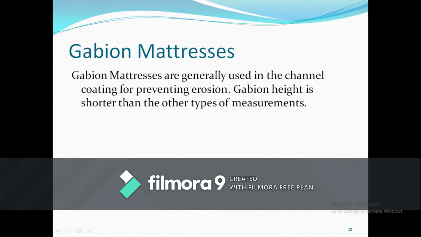The next one we have is gabion mattresses. So the mattress itself, for what purpose? It has got some thickness, some length and breadth. In the same manner, gabion mattresses are generally used in channel coating for preventing erosions. A gabion height is shorter than the other types of measurements. So when you take the length and breadth, generally the height will be of lesser dimension when compared to your length and breadth. So that is your gabion mattress. You are using it only for preventing soil erosion.